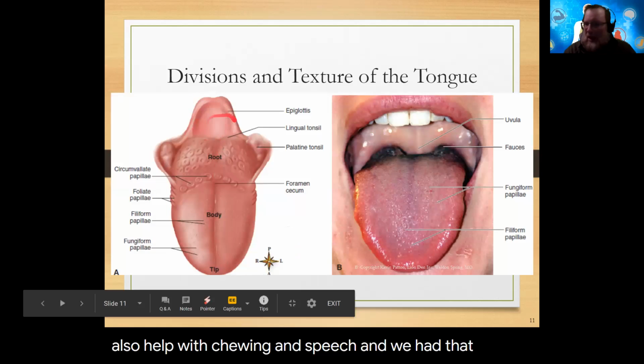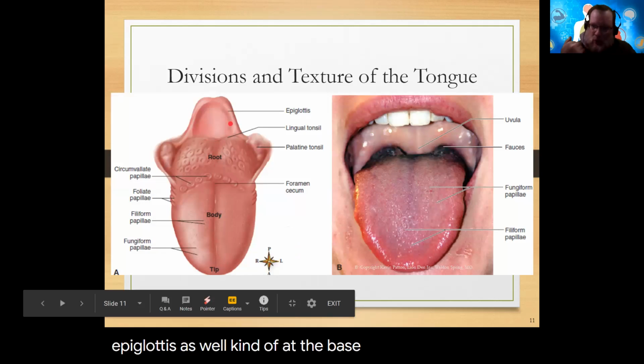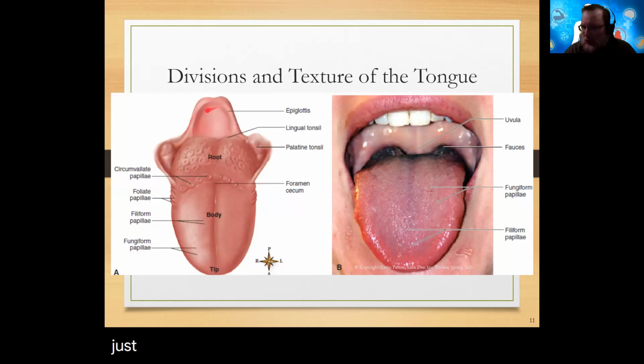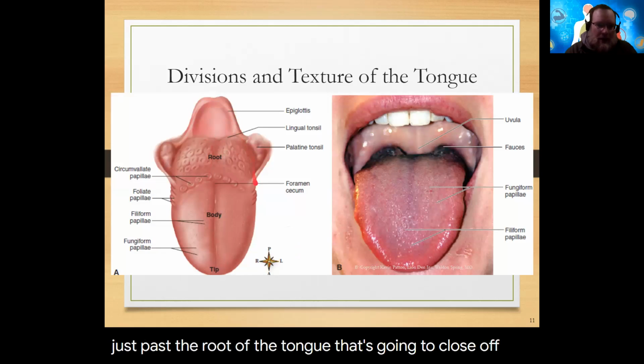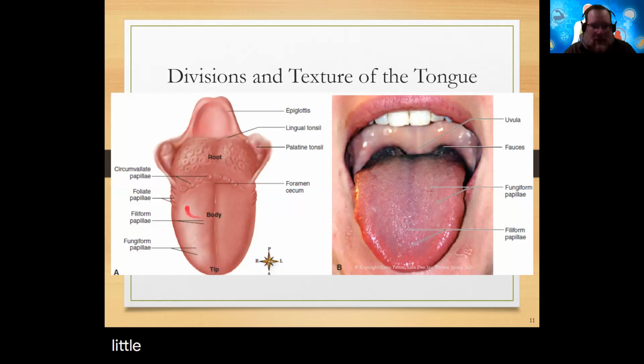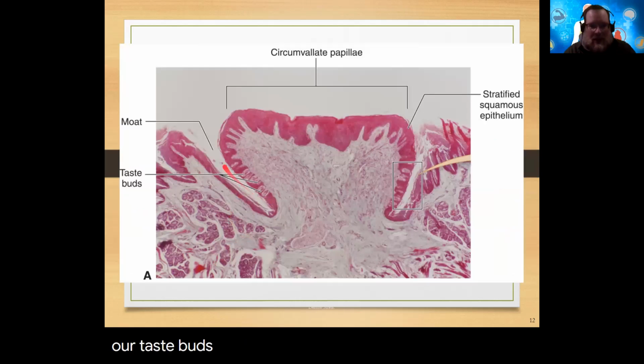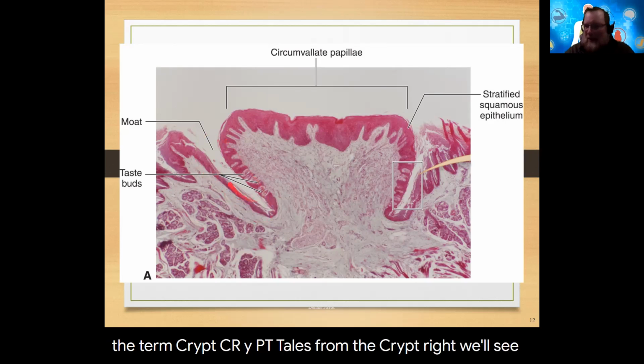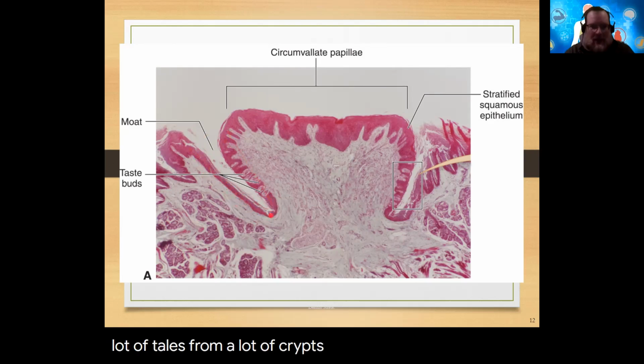We have that epiglottis as well, just past the root of the tongue. That's going to close off the respiratory system. Then again, we had a variety of different little papillae throughout the tongue as well, and of course our taste buds. And then we had our little crypts. We'll see the term crypt, C-R-Y-P-T, tales from the crypt, right? We'll see a lot of tales from a lot of crypts tonight throughout the digestive tract.